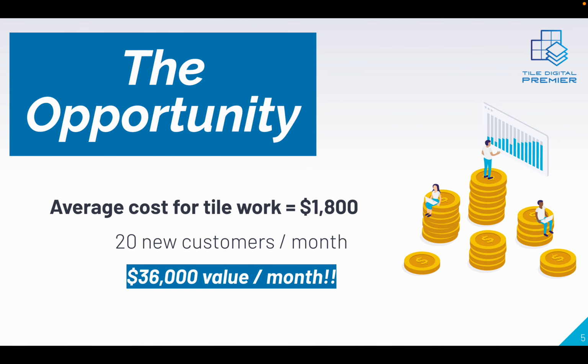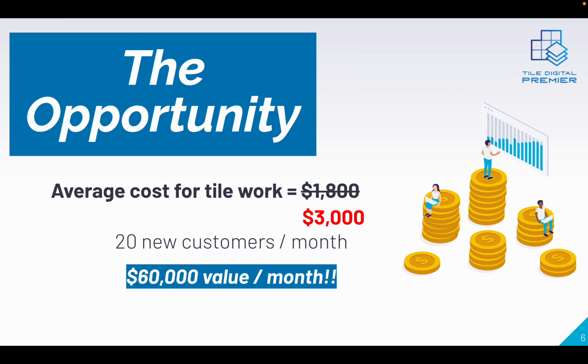Now, let's say the average tile work, and I'm just talking about super average, maybe a backsplash or a small section of tile flooring in the washroom, is about $1,800. Depending on where you live, what state you're from, this number can vary. But with those 20 customers at $1,800, that's $36,000 that you're bringing in every month. Now, we can actually filter and ask for a budget from the lead before we talk to them to see where they're at. Let's say we're only targeting people that have a budget of $3,000 or more. Those same 20 customers with a $3,000 budget, we're looking at $60,000 coming in a month.